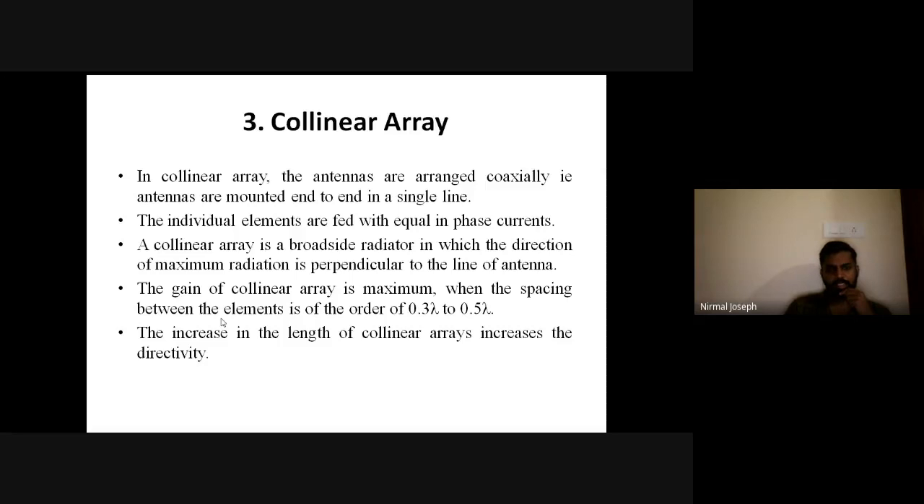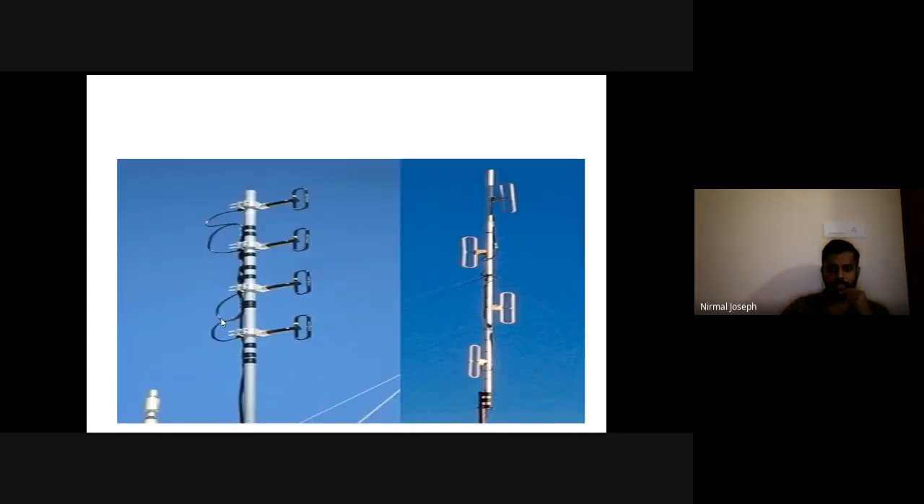Collinear means they are in a line. In a collinear array, the antennas are arranged coaxially. That means the antennas are mounted end to end in a single line. Here, in a single line, antennas are mounted. I will show you a practical picture of that.